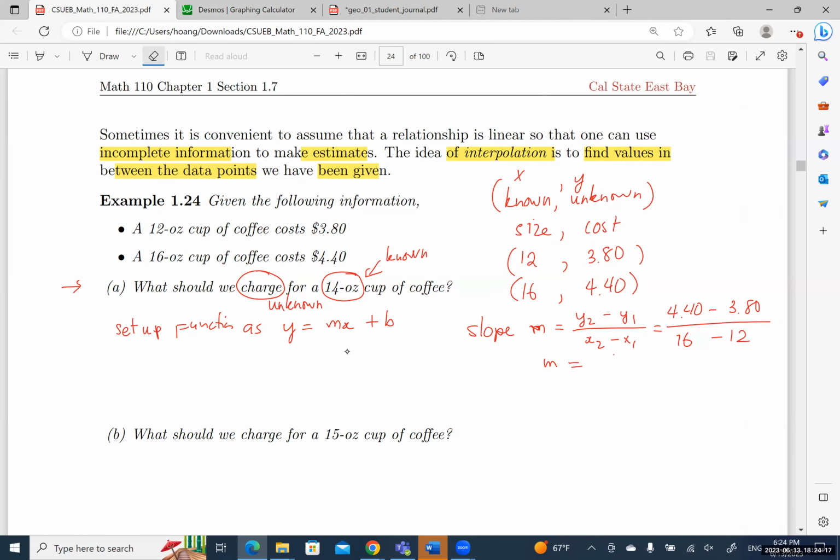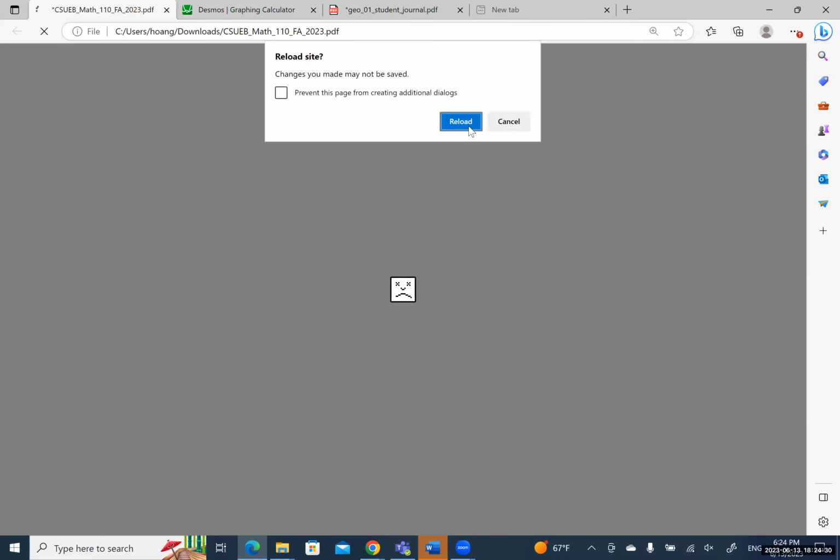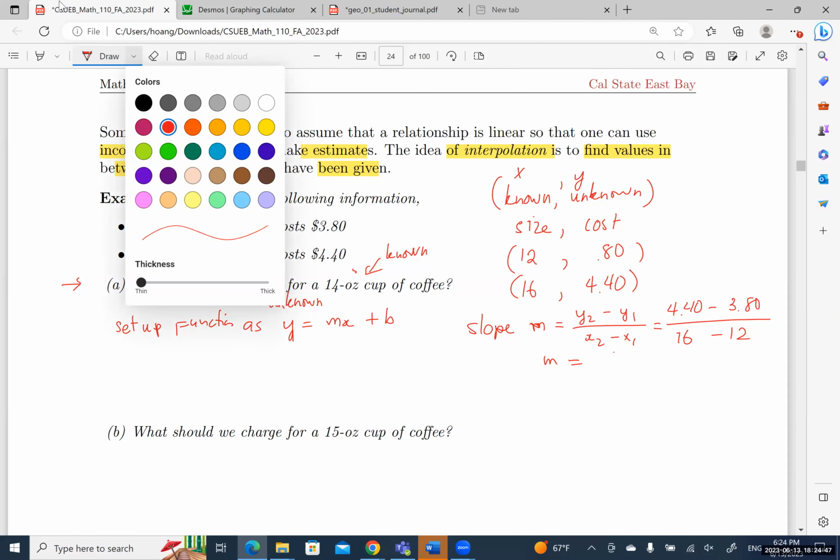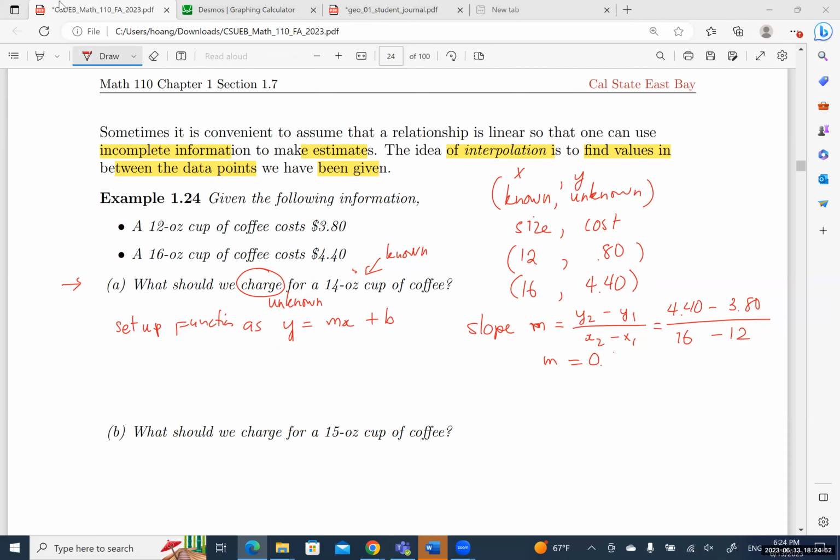Sorry, 0.15. That's the slope, right? So in this case, now, let's box this one at the side.